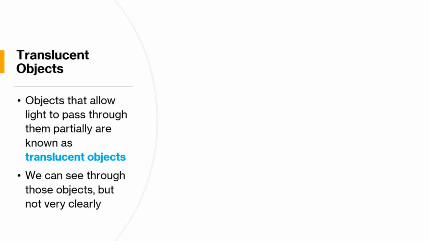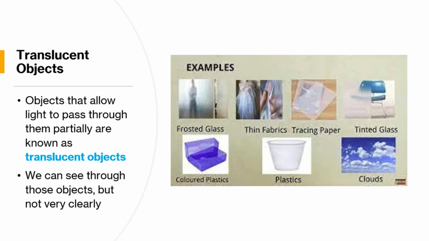Objects that allow light to pass through them partially are known as translucent objects. We can see through those objects but not very clearly. Ground glass, frosted glass, tracing paper, and butter paper are some examples of translucent objects.